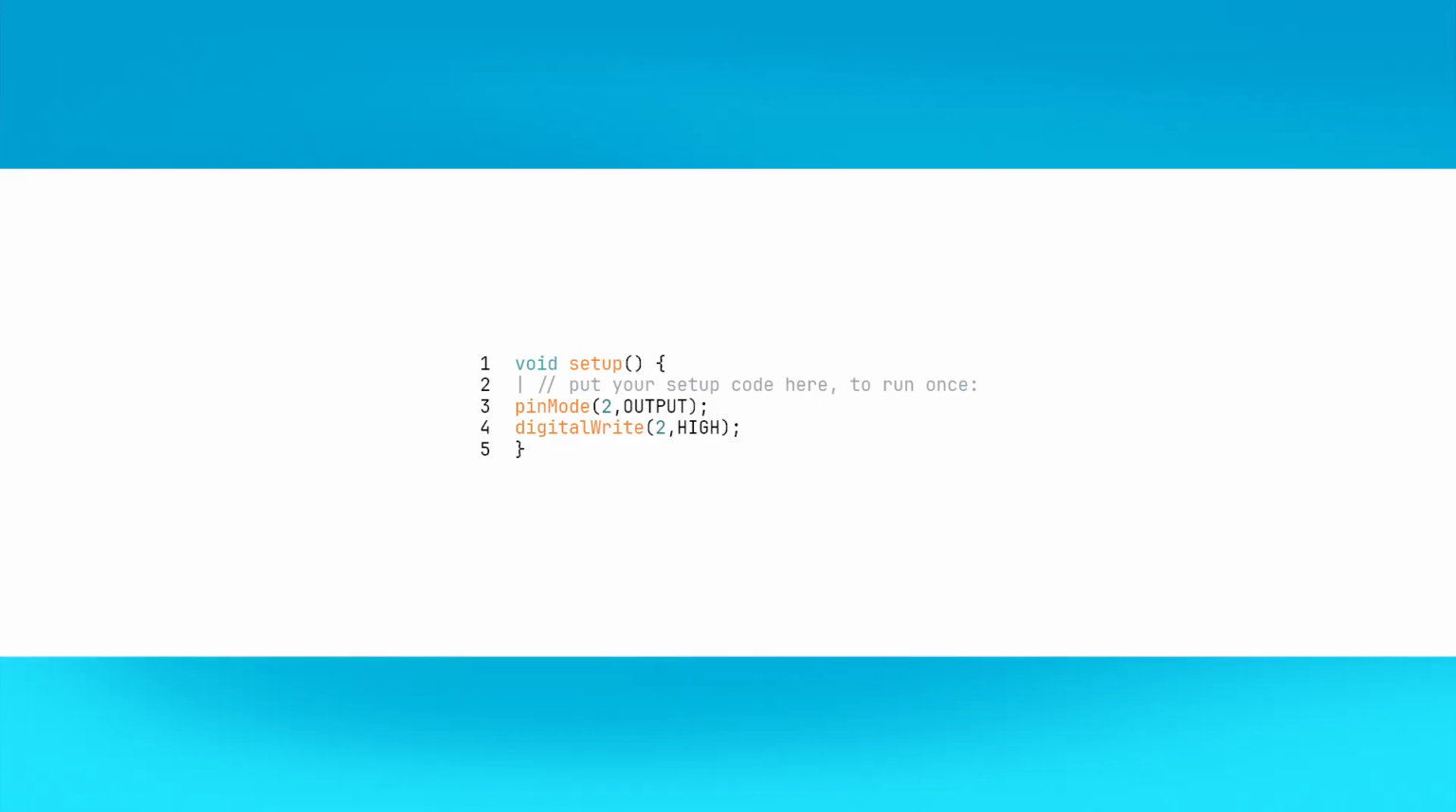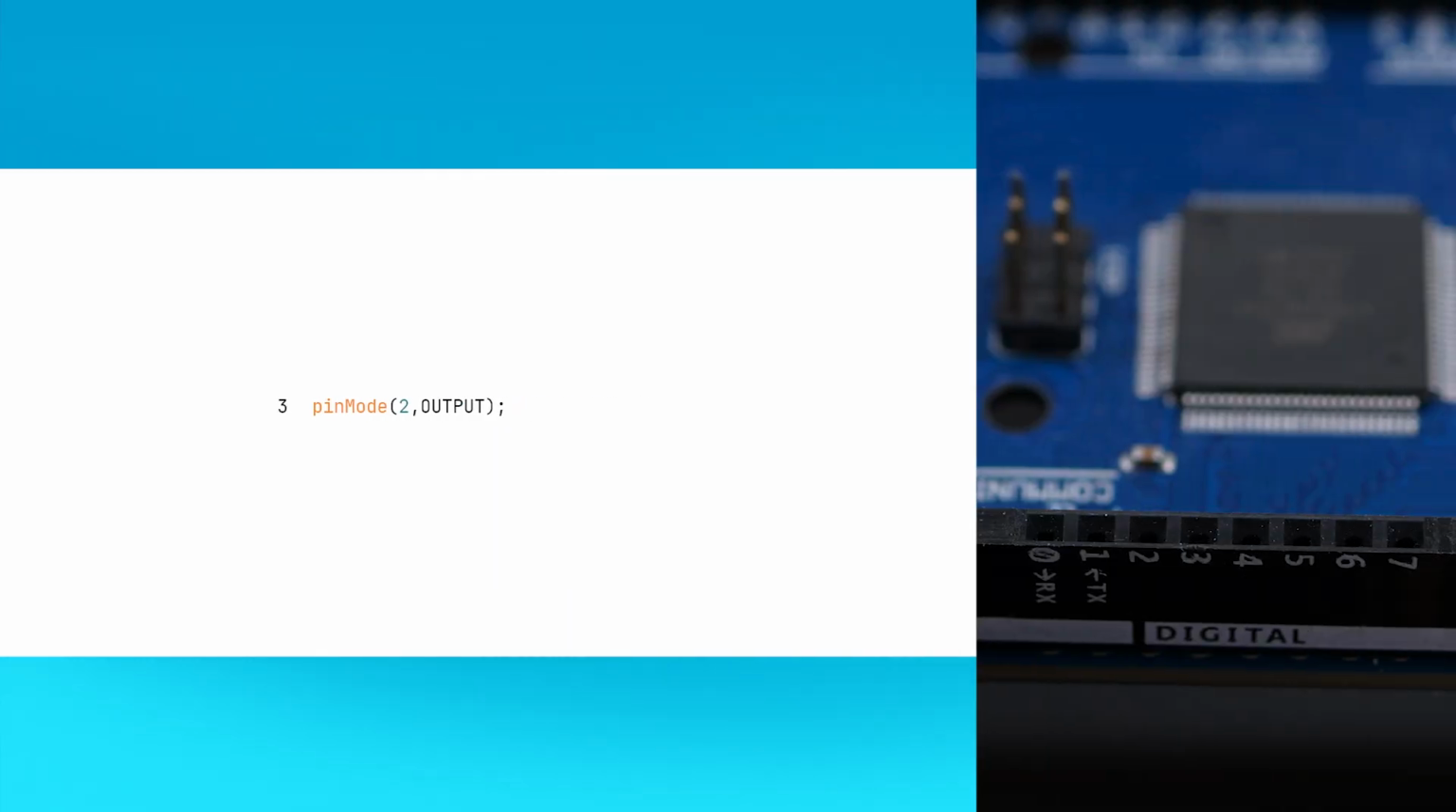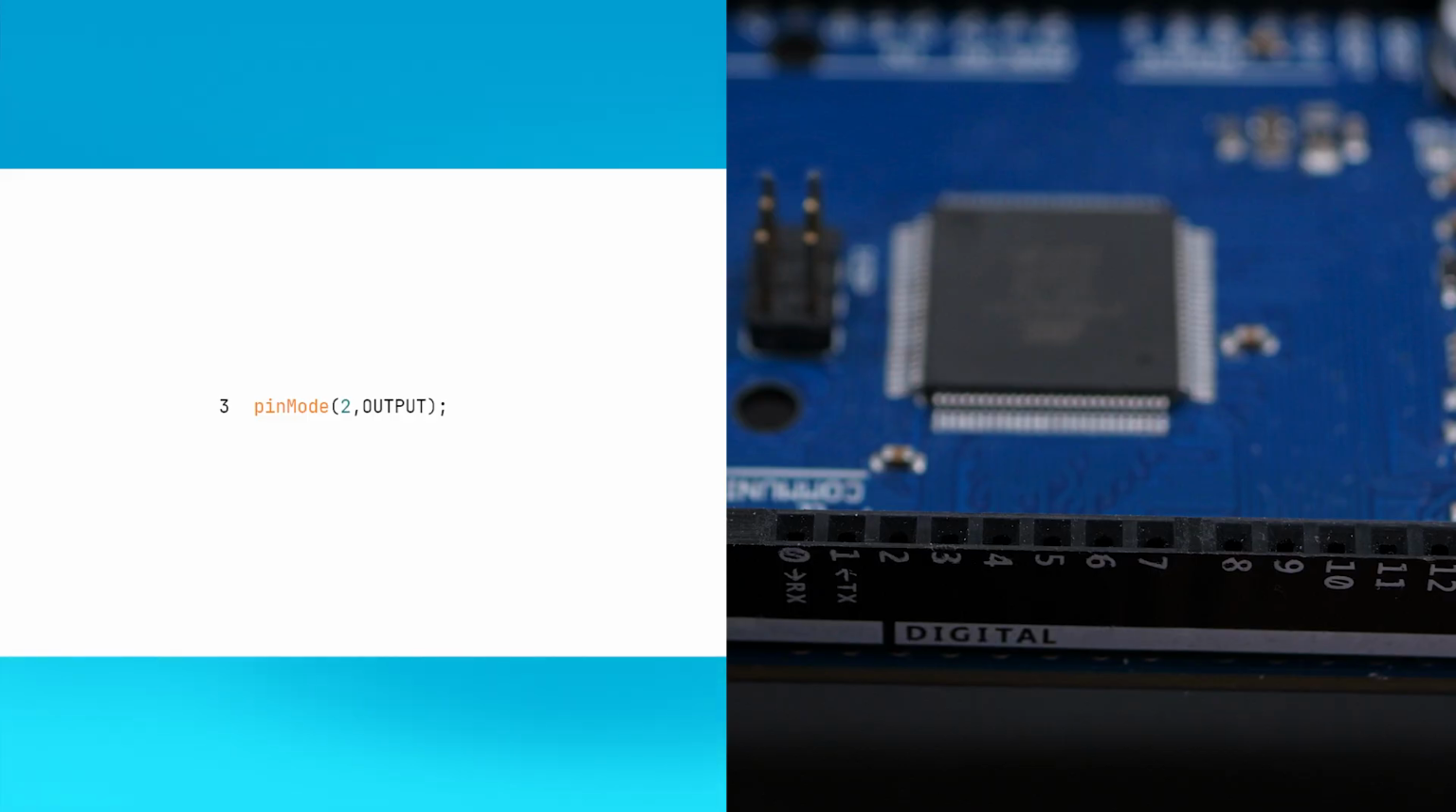A program written in a high-level programming language will instruct the microcontroller to send a signal through the circuit to turn the LED on and off. Look at the code in line 3 of this program. The word pin mode tells the microcontroller that we want to do something with the circuit connected to one of the pins on the microcontroller. The 2 in parentheses tells us that we are using pin number 2. The word output tells the microcontroller that we want to send a signal from pin 2 to the circuit.